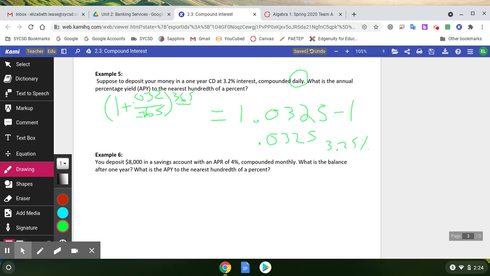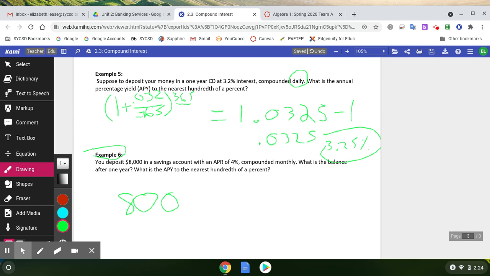So notice, not a huge difference, but it sounds more appealing to say you would earn 3.25% interest in 1 year versus 3.2%. So then in example 6, we can use our compound interest formula to determine how much total interest is being gained to answer both questions.